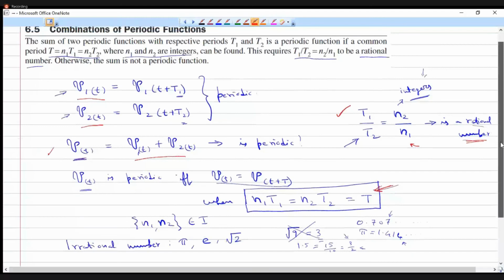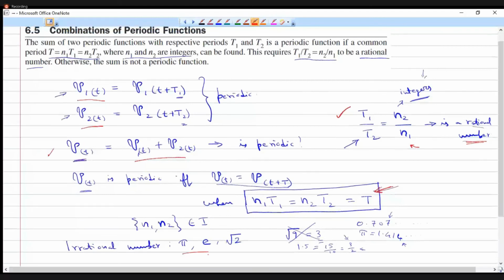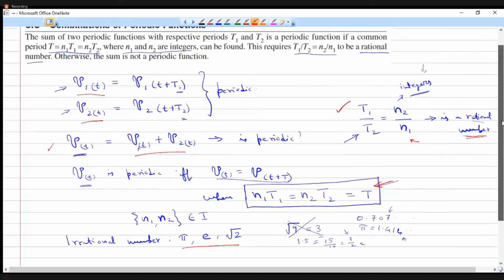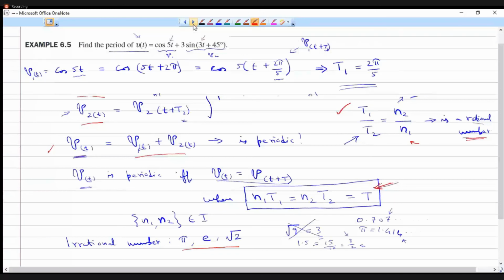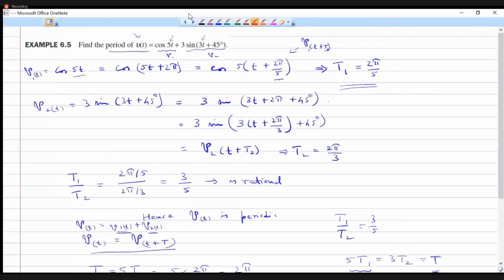I have explained what irrational numbers are. So if you remember these irrational numbers, you can tell whether this ratio will be rational or not. A simple exercise is, if you have decimal numbers, convert them to whole numbers by multiplying. In one of the examples, I have shown you how it is done.